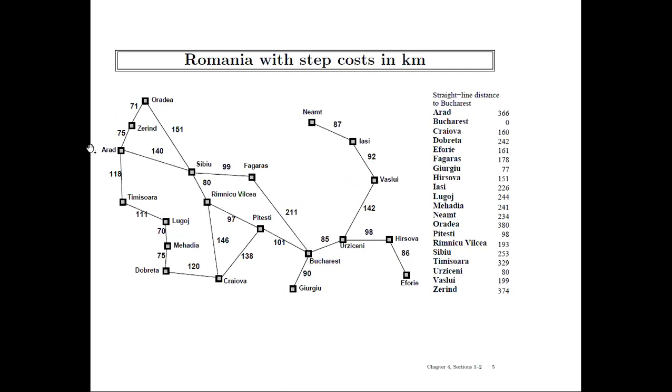Now let's suppose we are starting from Arad. So at Arad, what will g(n) be? g(n) means, because we are at Arad, from Arad to Arad the g(n) is 0. And what will h(n) be? That is the straight line distance. So from Arad to Bucharest it is 366. So when I compute the value, that is 0 plus 366, that will be 366.